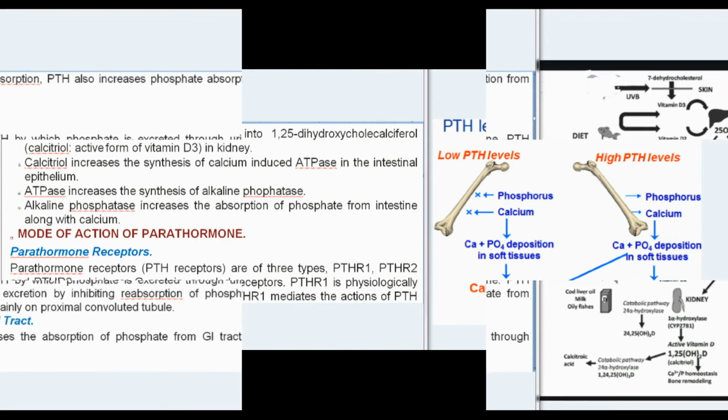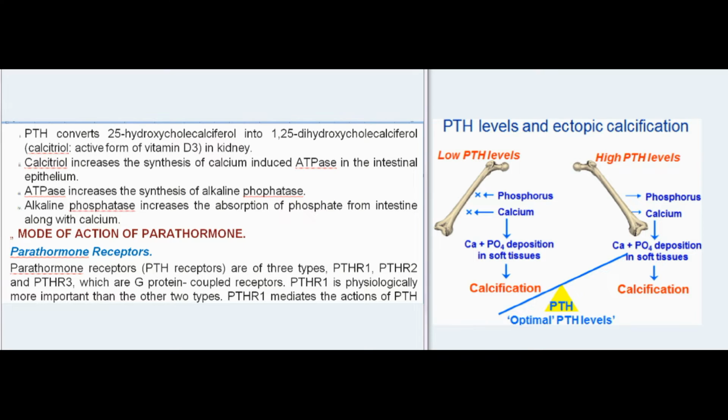Sequence of events. PTH converts 25-hydroxycholecalciferol into 1,25-dihydroxycholecalciferol, calcitriol, active form of vitamin D3, in kidney. Calcitriol increases the synthesis of calcium-induced ATPase in the intestinal epithelium. ATPase increases the synthesis of alkaline phosphatase. Alkaline phosphatase increases the absorption of phosphate from intestine along with calcium.